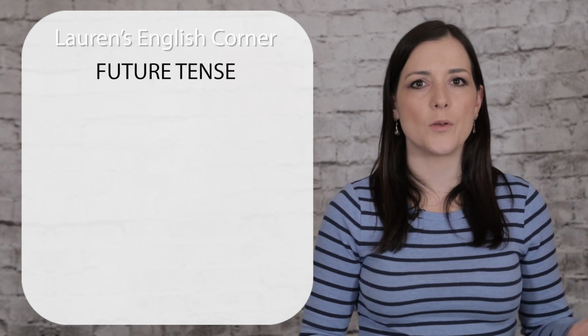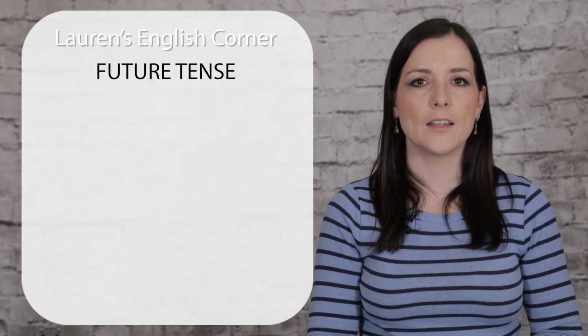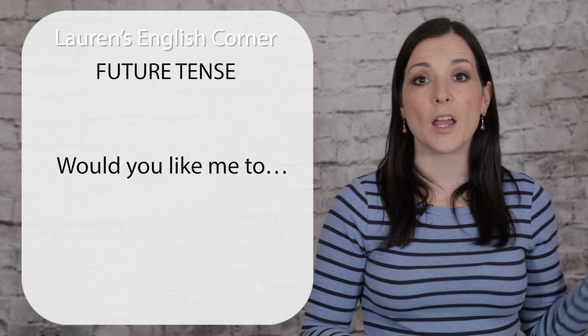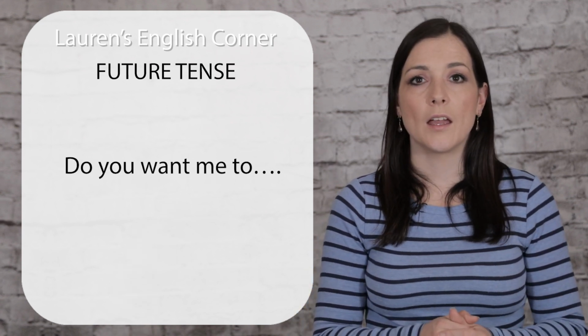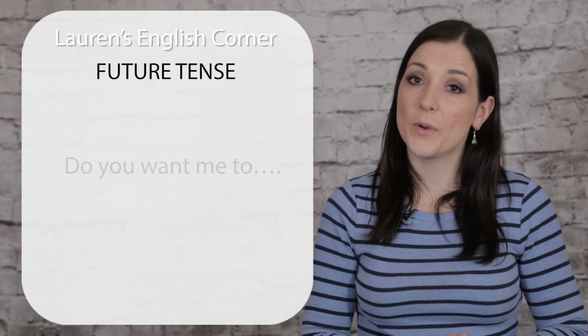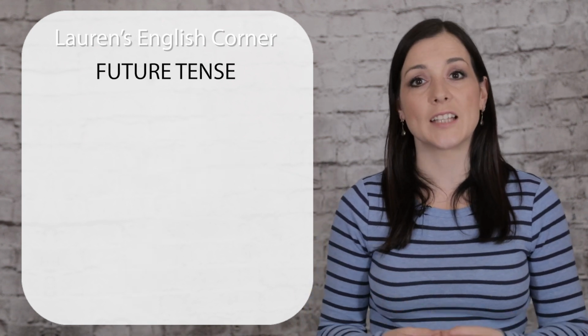Shall I open the window, or shall I switch off the light, often has been replaced with would you like me to, or do you want me to open the window? Although it is still a lot quicker and simpler to just say shall I. I have some videos on modal verbs which you can watch to learn more about these examples.